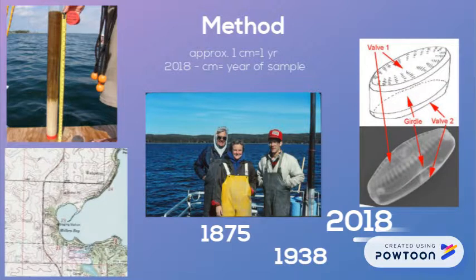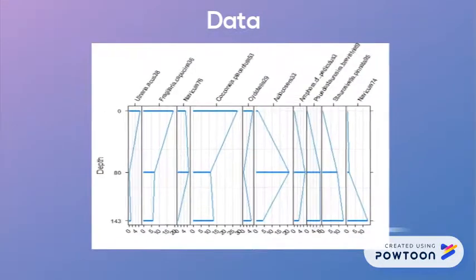From these samples, we identified 100 valves from each layer of the sediment. In the data, we find an increase in Ulnaria, Fragillaria, Navicula, and Cocconeis. However, there is a decrease in the species Amphora, Pseudostaurosira, Staurosirella, and Navicula 74. Cyclotella decreases then increases, while Aulacoseira increases then decreases.